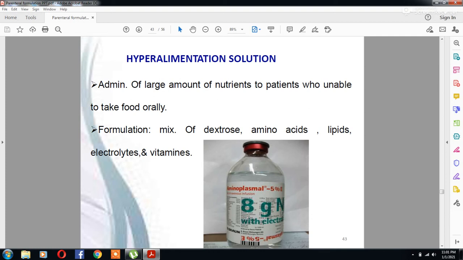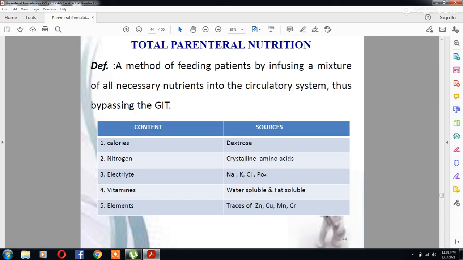Hyperalimentation solutions. With this type of solution, a large amount of nutrients is administered to the patient who is unable to take food orally. Formulations are a mixture of dextrose, amino acids, lipids, electrolytes and vitamins. Total parenteral nutrition is a method of feeding patients by infusing a mixture of all necessary nutrients into the circulatory system, thus bypassing the gastrointestinal tract.